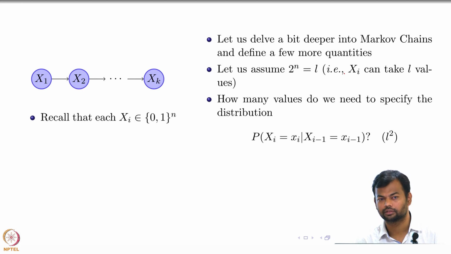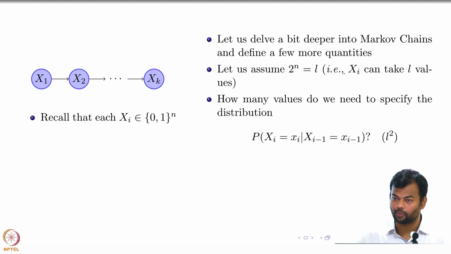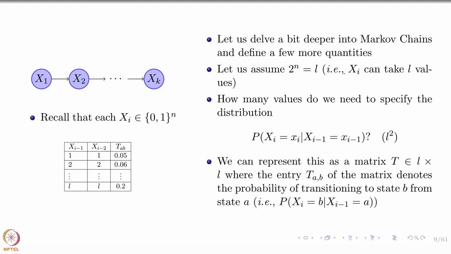Why L square? For each value of xi minus 1, I need to specify the probability of it being a 1 or a 0, right? So I have xi minus 1, which can take on values 1 to L. Now for each of these, I need to define what is the probability of xi taking one of these values, right? So I'll have L square total values. Is that fine? Everyone is okay with that?